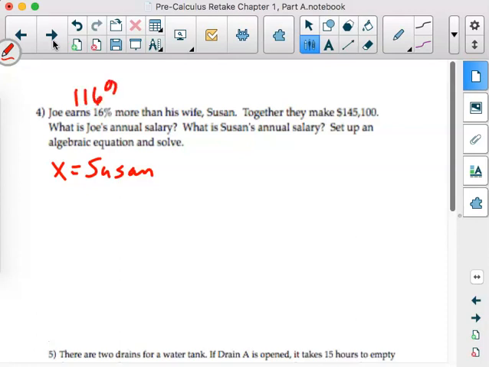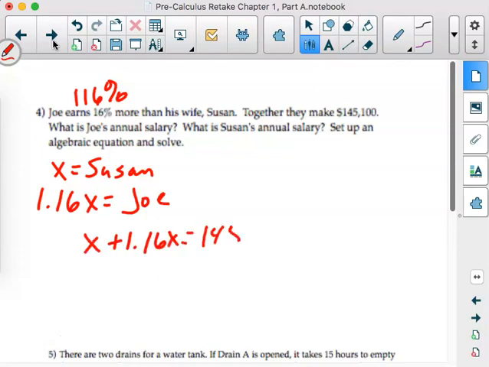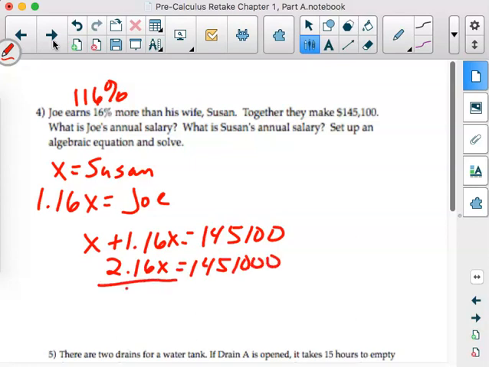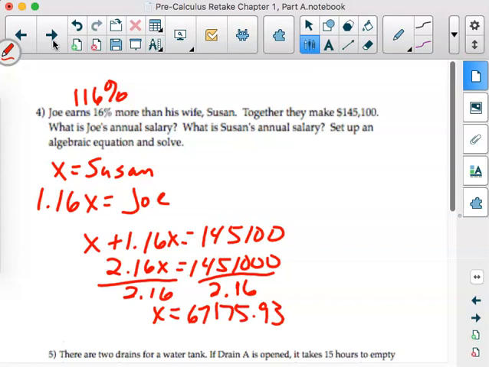116% of her income. So he would be 1.16x. Now together, they make $145,100. Well, this would be 2.16x, and we would divide. And x would equal $67,175.93. And this is money, so you need to round to 2 decimal places. And that's Susan's because she made less.